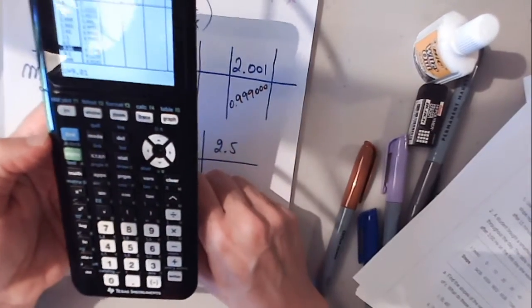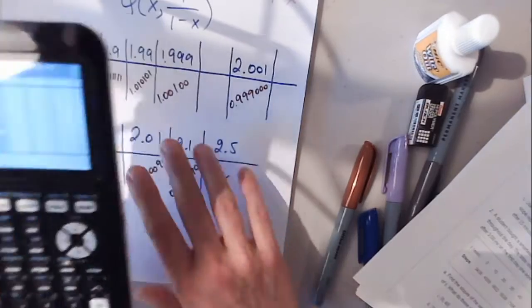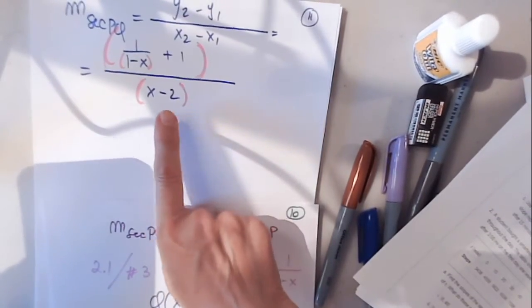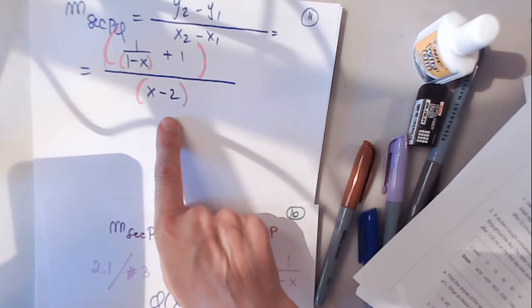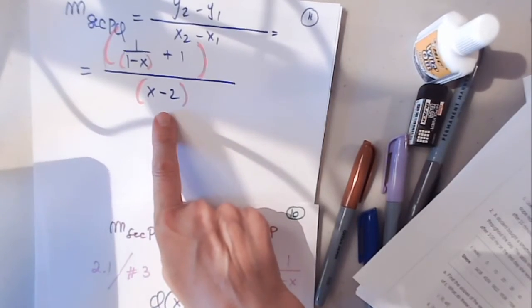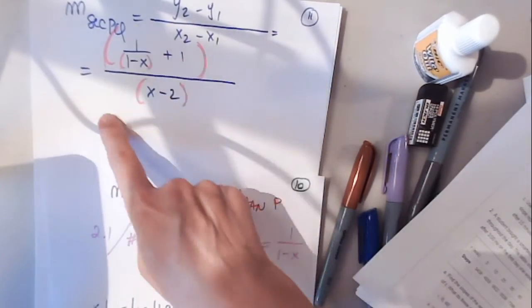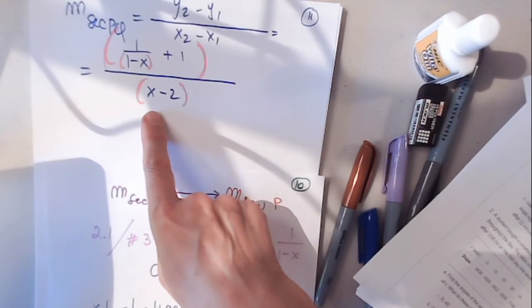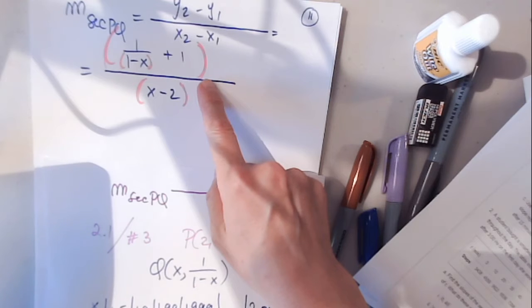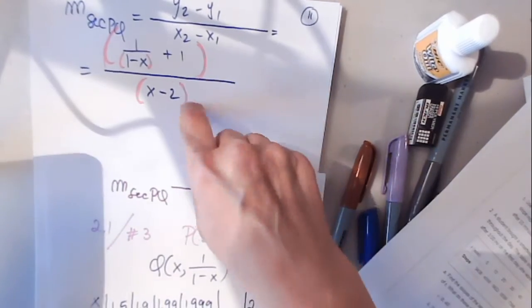If I plug in 2, what do you think will happen? Look at the function and tell me what will happen if I plug in 2. It's not going to come up with a value because there's a hole there. Because the denominator is 0, which means the entire expression is called what? Undefined. Thank you. It's undefined.